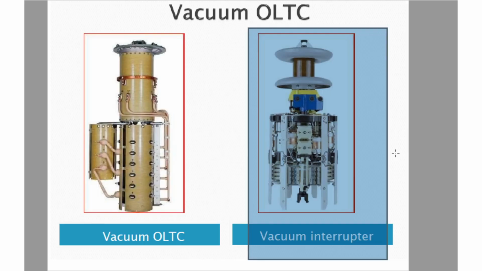I hope you understood the concept of OLTC and the condition monitoring of OLTC, and we have seen the vacuum interrupter also. In the next class we will discuss the new important points from unit number 4.